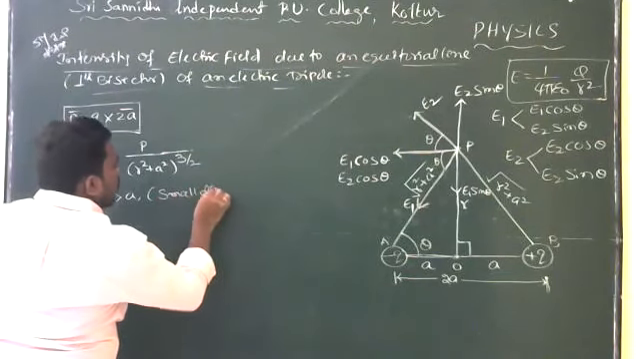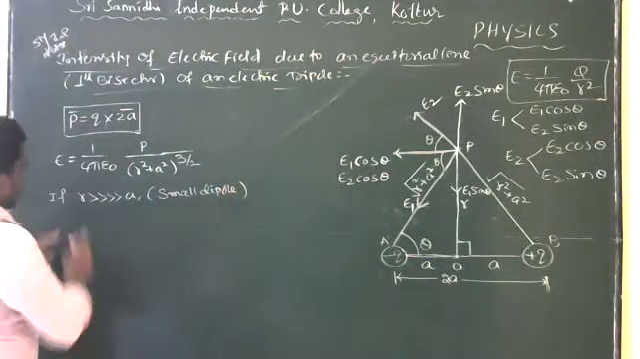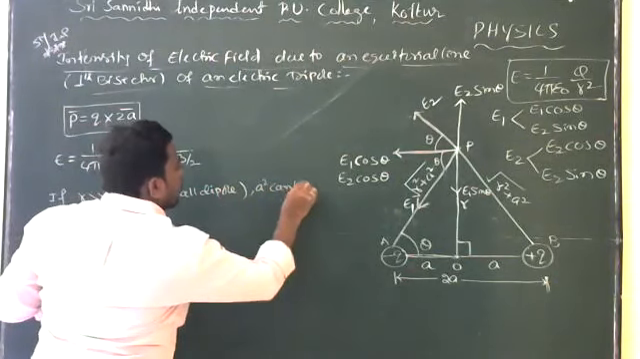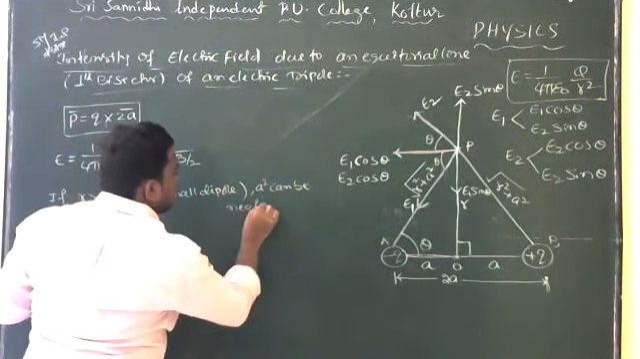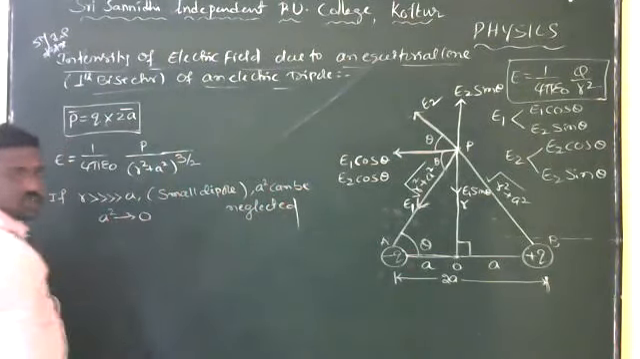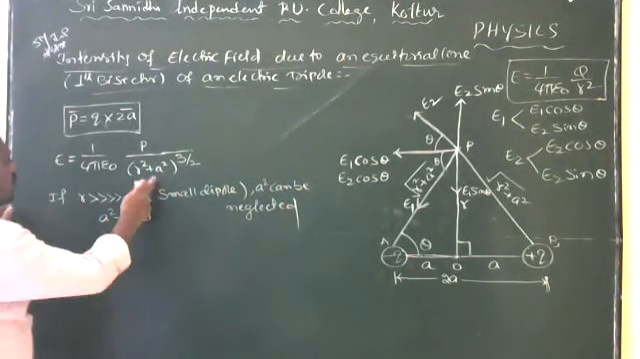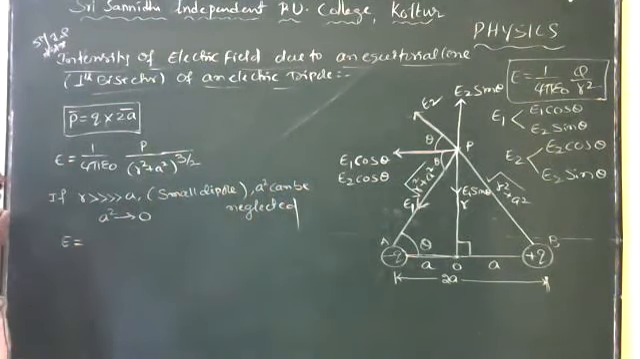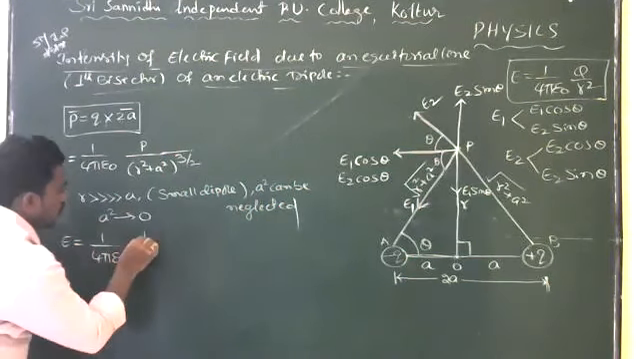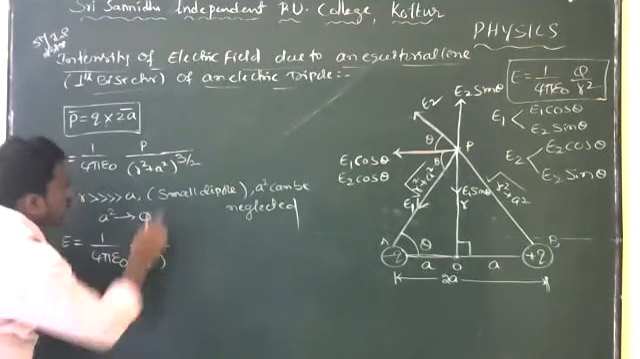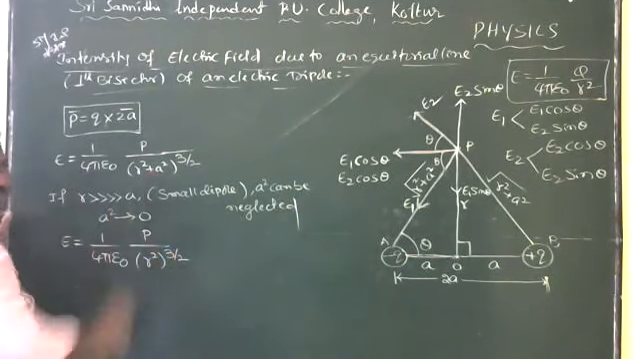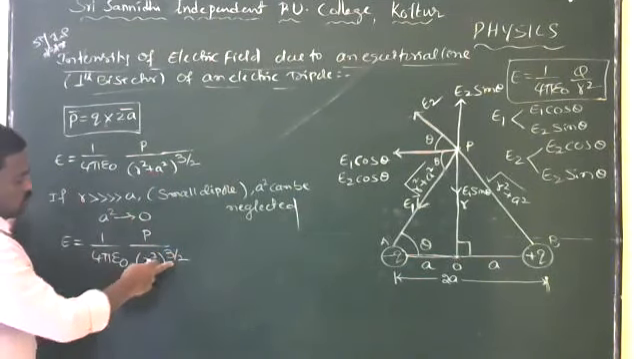So now if we take the small dipole or point dipole, here r square is very much greater than a square, so a square can be neglected, that means a square tends to 0. Therefore the intensity of the electric field E is equal to 1 by 4 pi epsilon naught P divided by R square whole to the power of 3 by 2, since a square is 0 when substituted in this equation.